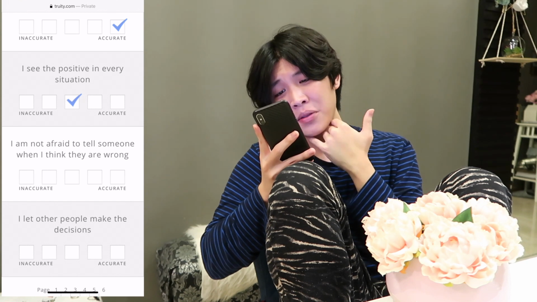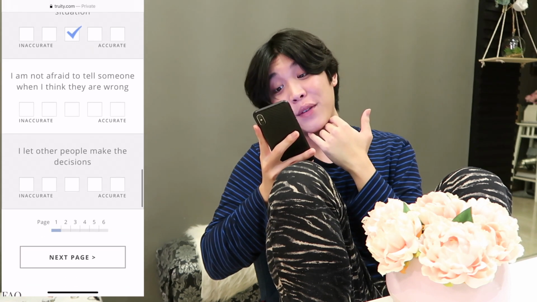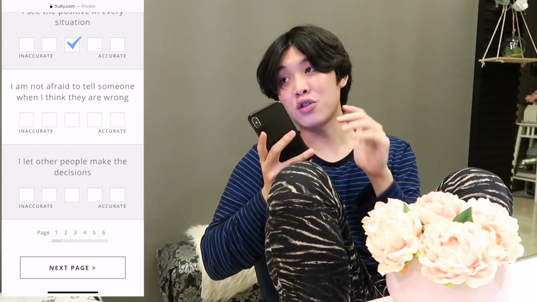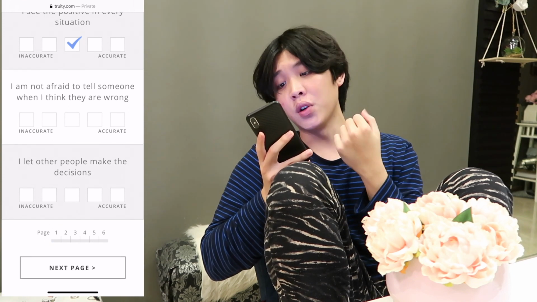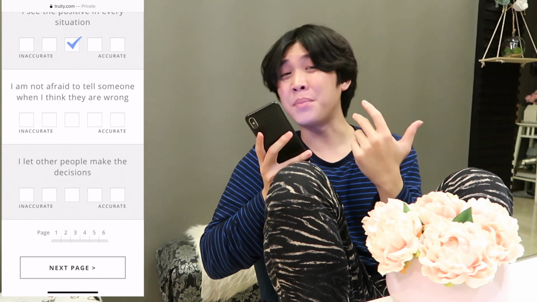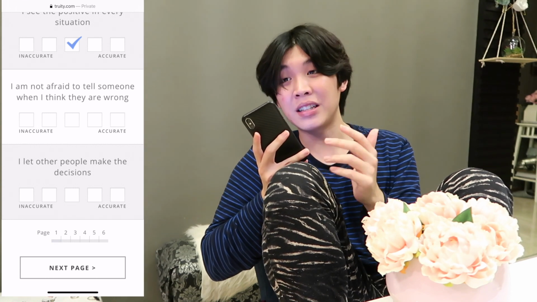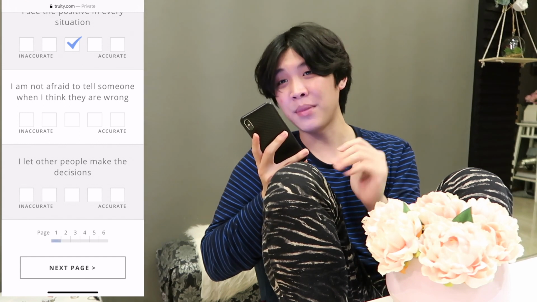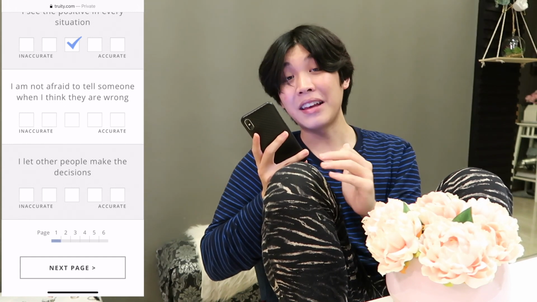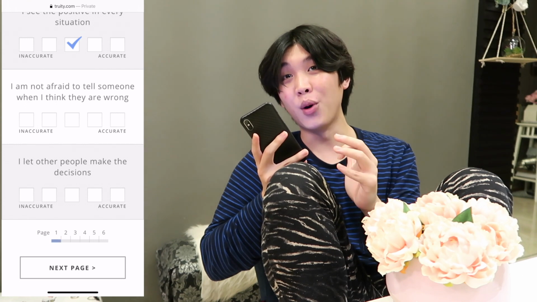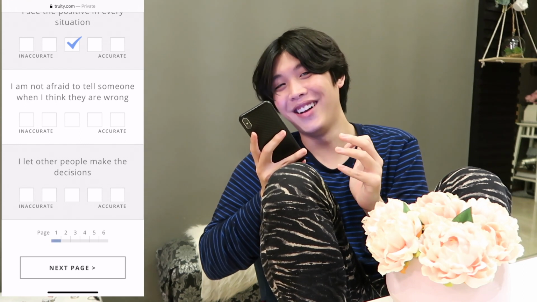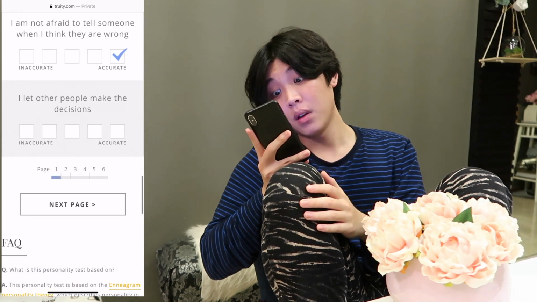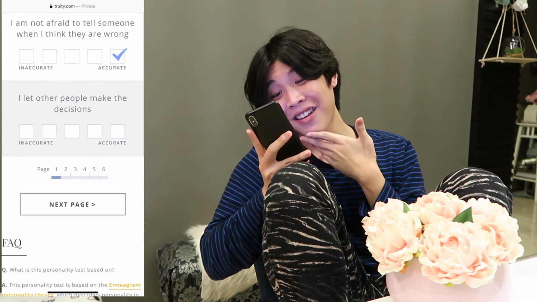I'm not afraid to tell someone when I think they are wrong. 150%. If you're friends with me, then you know your boy is literally straight forward. If you're doing something that pisses me off, then I'll tell you straight to your face. Maybe not in a really direct way, but I will try to make it as clear to you as possible in the most indirect way possible. So 150%.